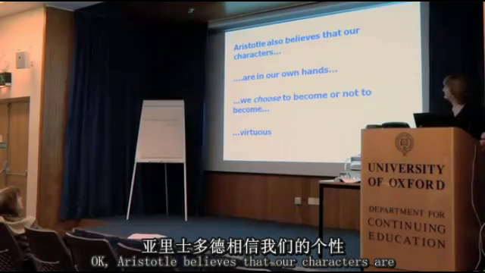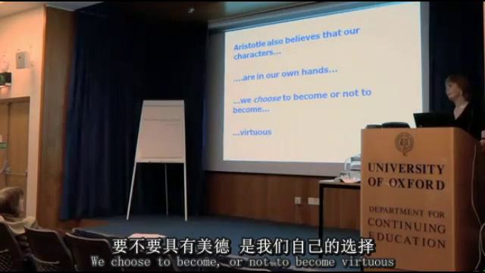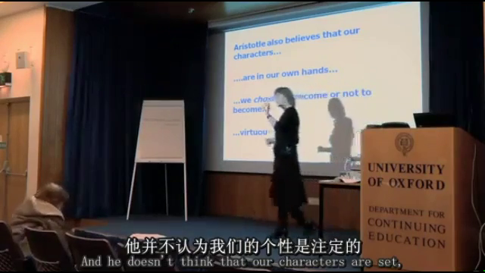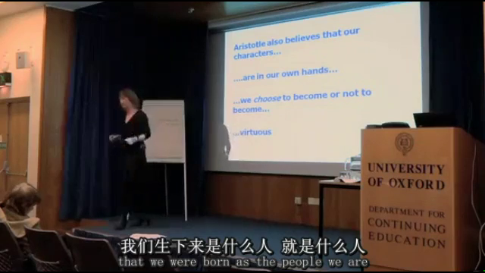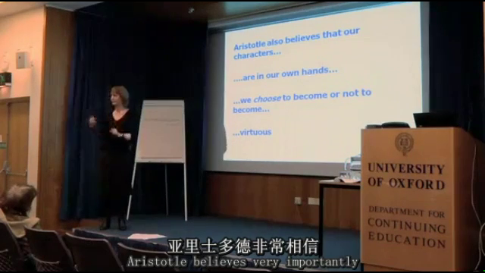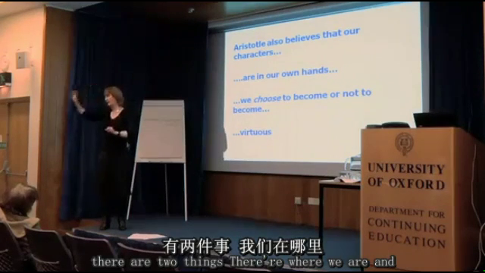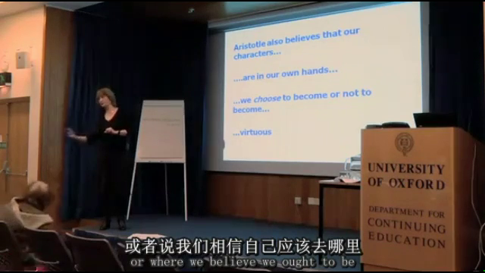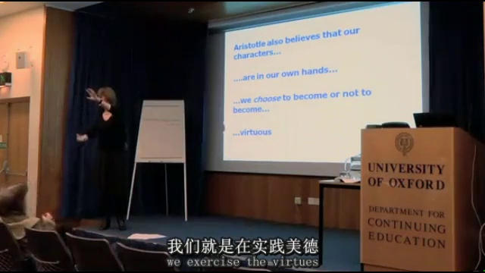Okay, Aristotle believes that our characters are in our own hands. We choose to become or not to become virtuous. So Aristotle very definitely believes in free will. And he doesn't think that our characters are set, that we're born as the people we are. Aristotle believes, very importantly, that there are two things for human beings. There are where we are and where we ought to be, or where we believe we ought to be. And to get from one to the other, we exercise the virtues.